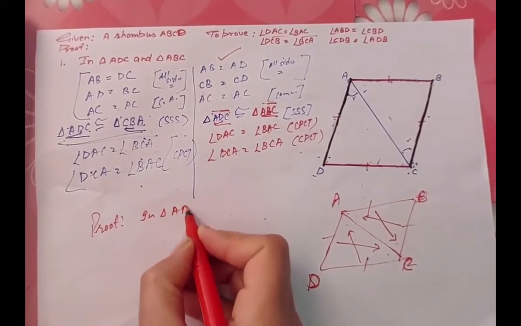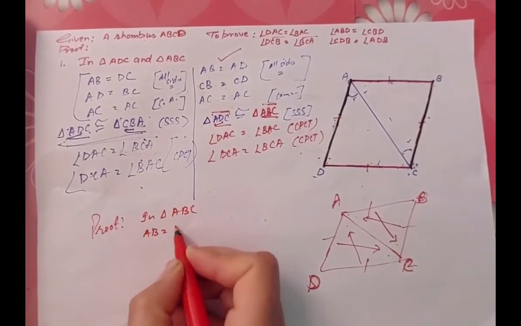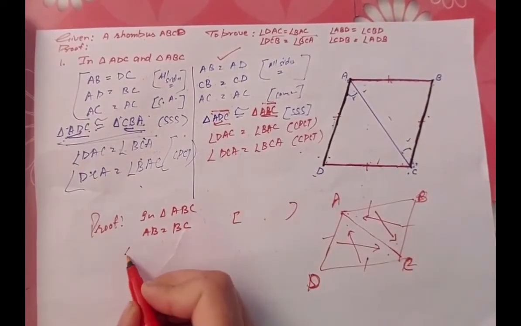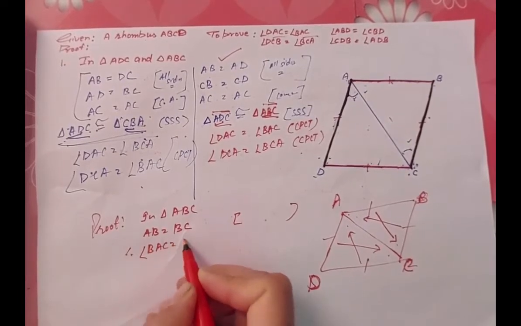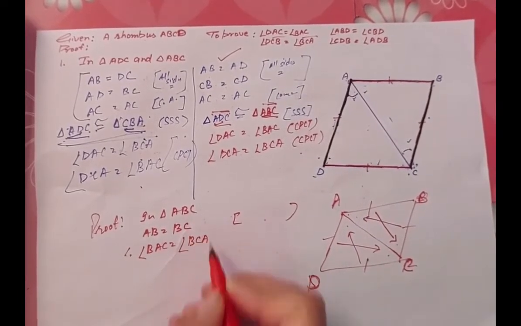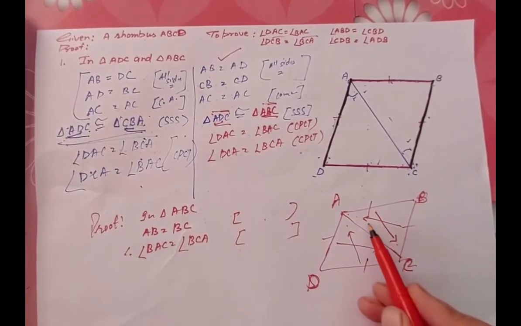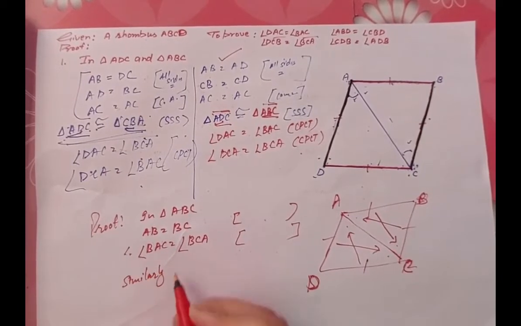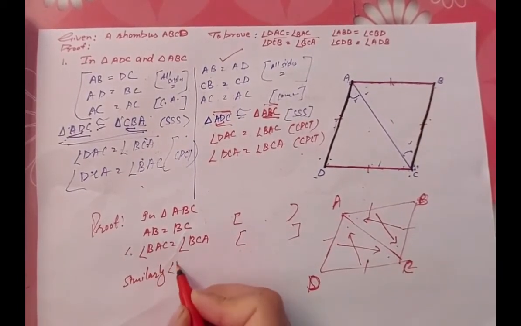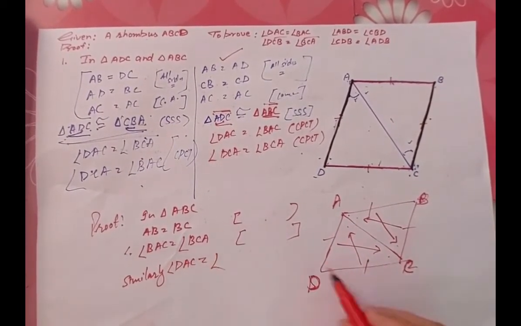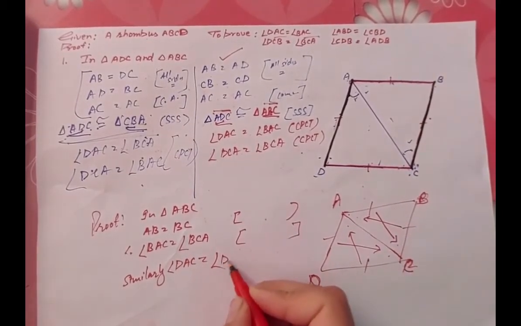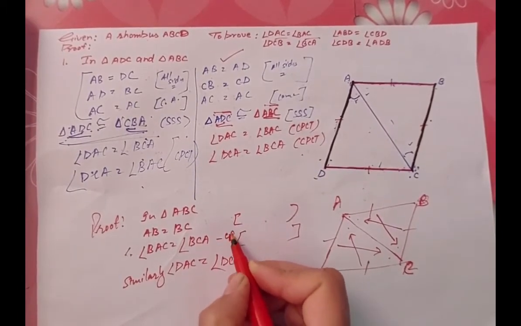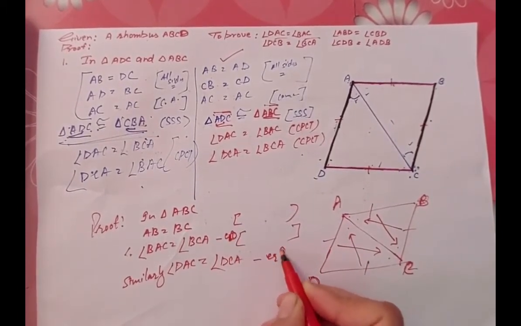Okay. So you can write this. In triangle ABC, it is important to mention AB equals BC. You have the reason, as it is a rhombus. Therefore, angle BAC is equal to angle BCA. You know the reason: angles opposite to equal sides. Similarly, I'm not writing in detail, similarly you can prove DAC is equal to DCA. Okay. Now, let this be equation 1, this equation 2.